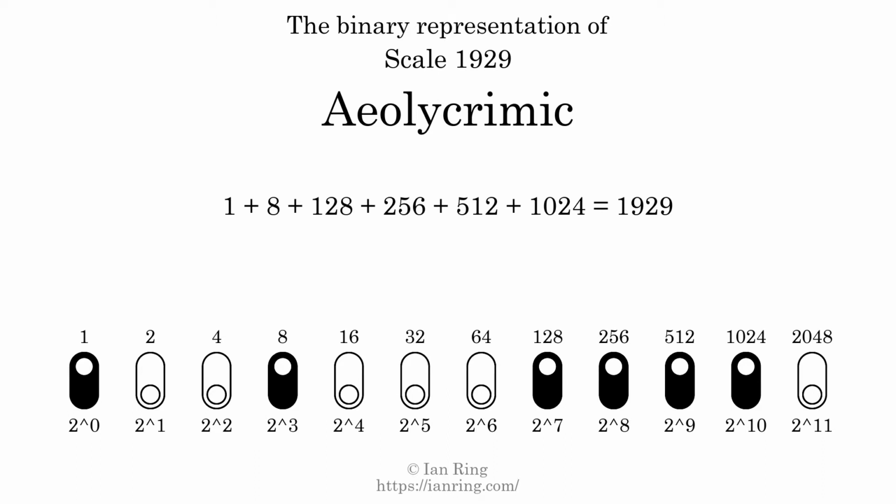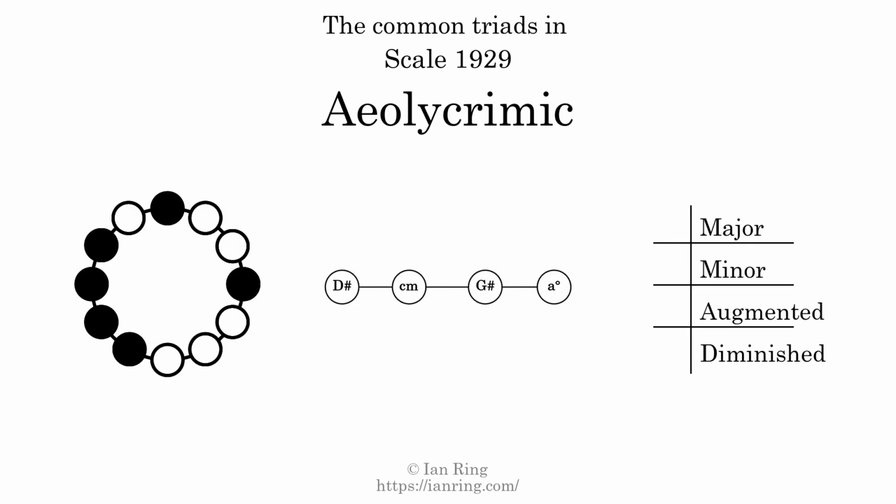That is why the scale number, in decimal, is 1929. The scale number not only enumerates the scale with a unique index, but it also literally describes the tonal content of the scale. Represented as a binary number in base 2, the scale number is 0111100001001. Here are the common triads present in this scale.